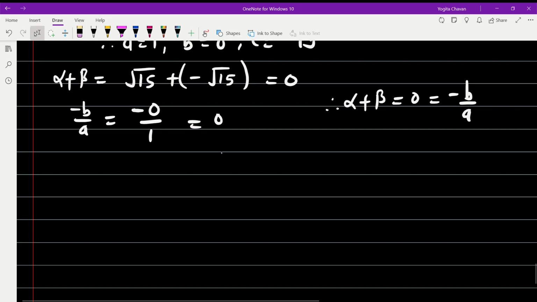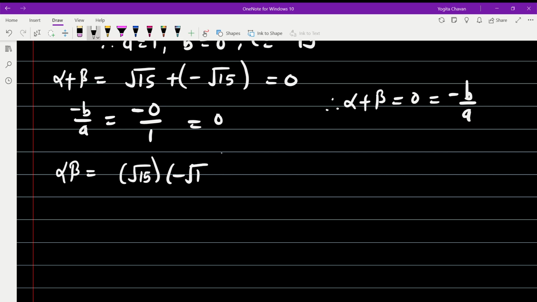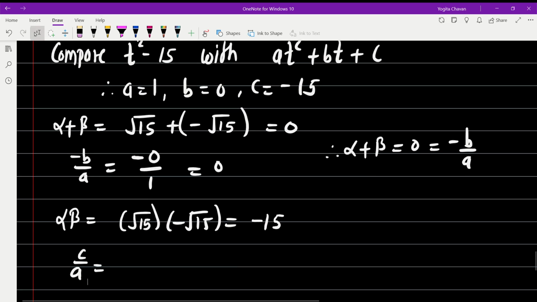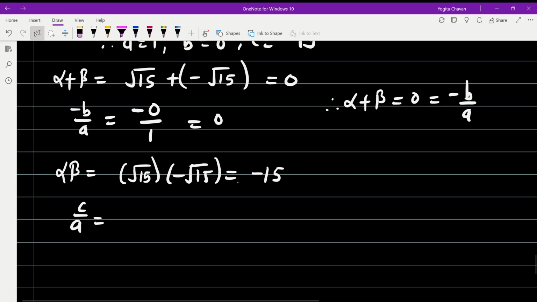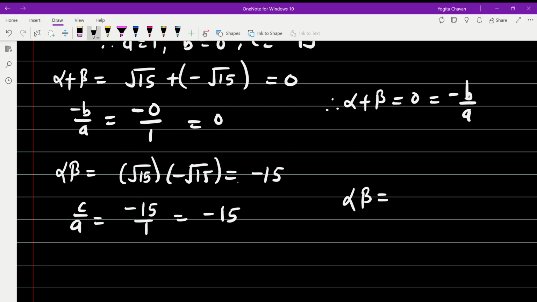Now product of the zeros, alpha into beta, square root of 15 into minus square root of 15. So it is square root of 15 into square root of 15, 15, and this is minus sign, so it is minus 15. Now c by a is equal to, value of c is minus 15. So minus 15 divided by 1 is equal to minus 15. So alpha into beta is equal to minus 15 and is equal to c by a. So number 5 also done.